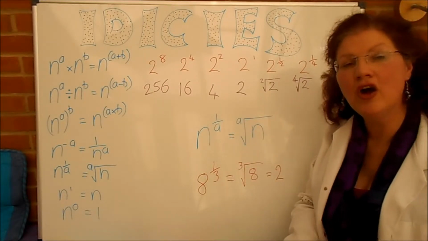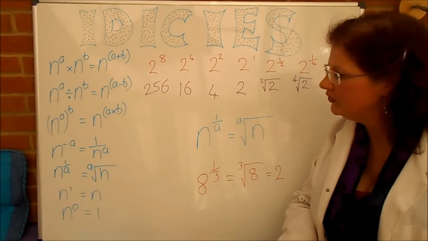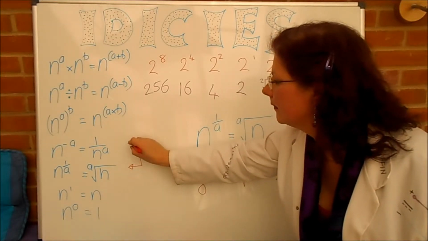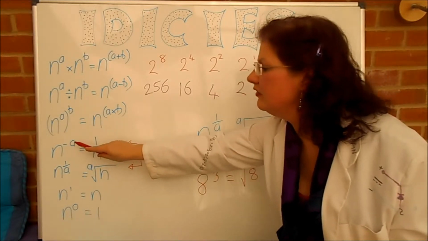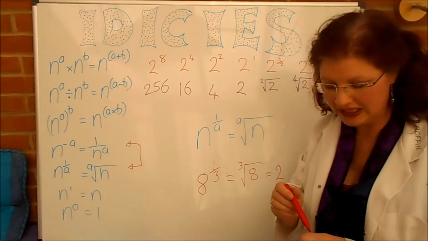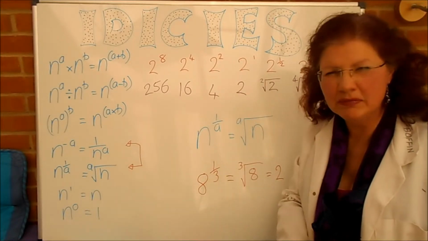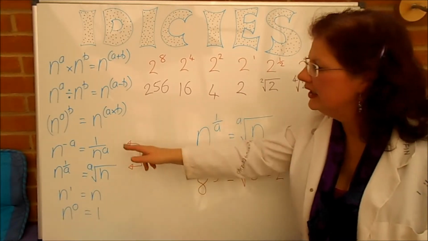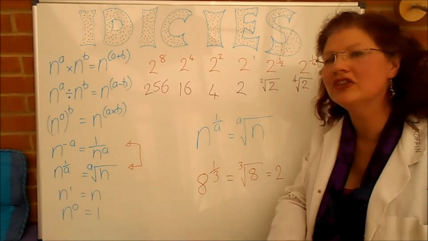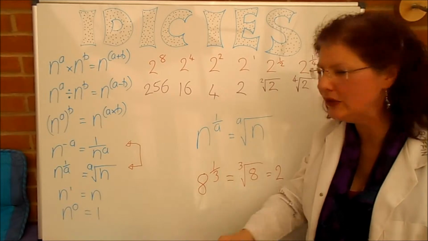Fractional powers are roots. And to help you remember these two slightly tricky ones, which are here and here: negative powers are fractions, fractional powers are roots. A nice little phrase that rolls off the tongue quite nicely. So just say that to yourself several times until it really sticks in your head.